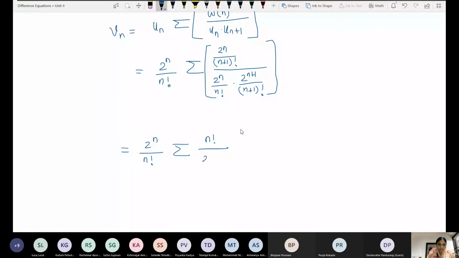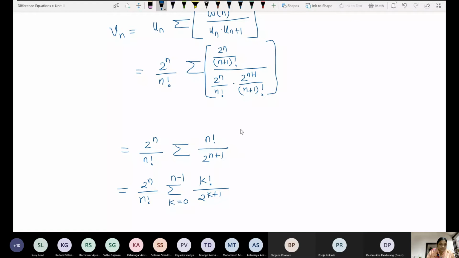So if I want to write this in terms of n, where n is equal to 0 to n minus 1, instead I will write k because it is in terms of n. If it is in terms of t, I have to write k is equal to 0 to t minus 1. So 2 raised to n upon n factorial, summation k is equal to 0 to n minus 1, k factorial divided by 2 raised to k plus 1. Okay, that is my second solution.